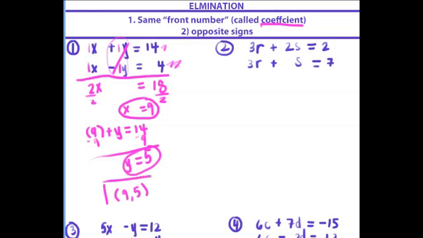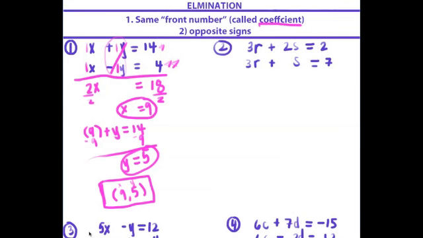And again, if you want to double check whether the answer is correct, just plug it into either of the equations and see how it works out. As you can see, it has a lot of similarities to substitution, especially once you've found the first variable and how you plug it in. Looking at number 1, we eliminated the x's because it satisfied both requirements. The front number was the same, and we needed opposite signs, so that was given already. That was an easy one for us.